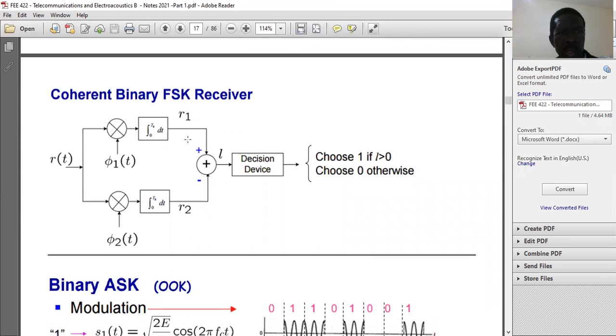If you want to think about what is called a coherent binary FSK receiver, this is what you've got. You've got phi1, the basic signal for the frequency f1, the signal for frequency f2, and integrate and so on.